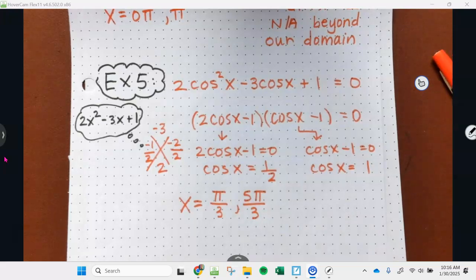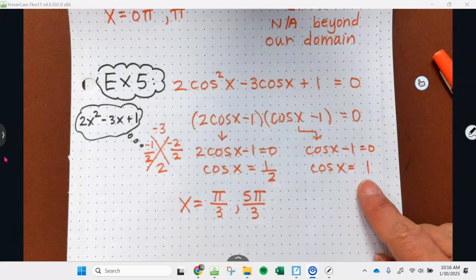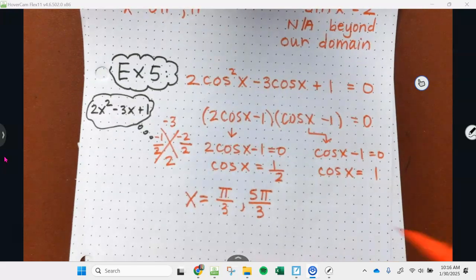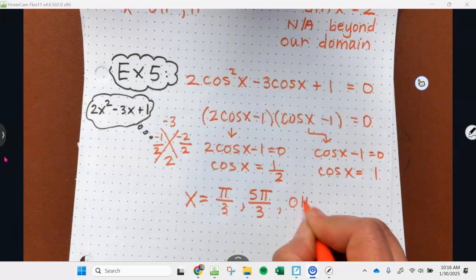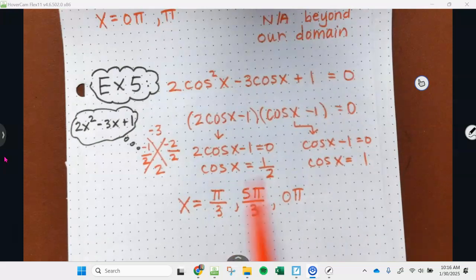Yes, yes, yes. There's only one answer here. Where does it equal? 0 pi. Yeah, 0 pi and 2 pi, but no 2 pi today. So just 0 pi. Yes.